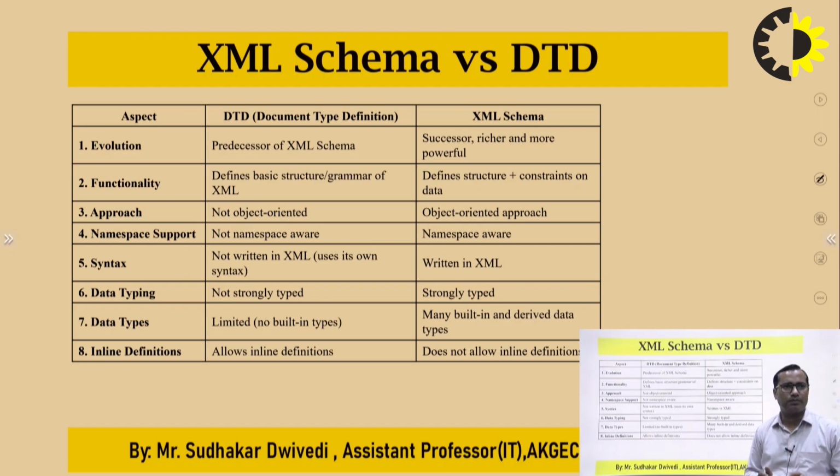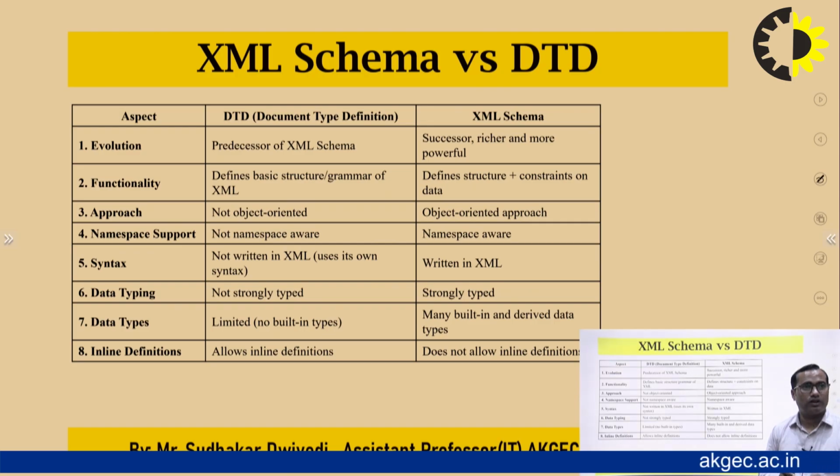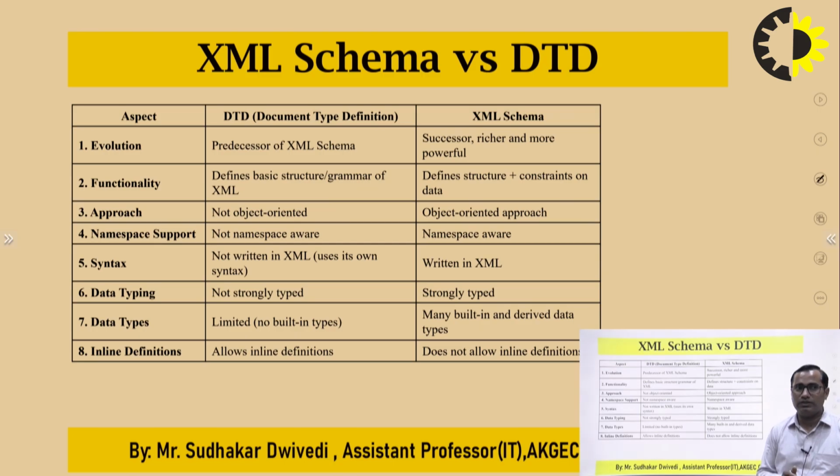If we talk about the data type, DTD is not strongly typed; it is not focusing on the type. But in XML schema we can force the data type, which means it is strongly typed. DTD is limited to some built-in data types, but in XML schema we can have a lot of built-in and derived data types. Inline definitions are allowed in DTD, but not in XML schema.